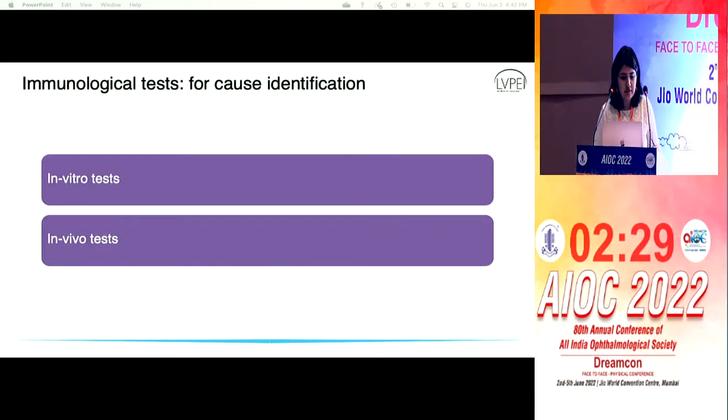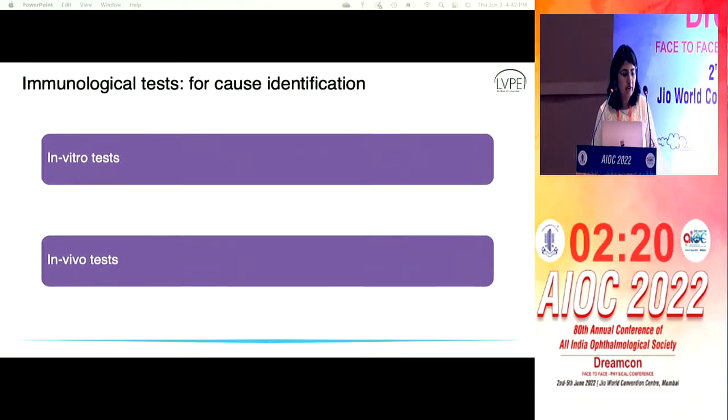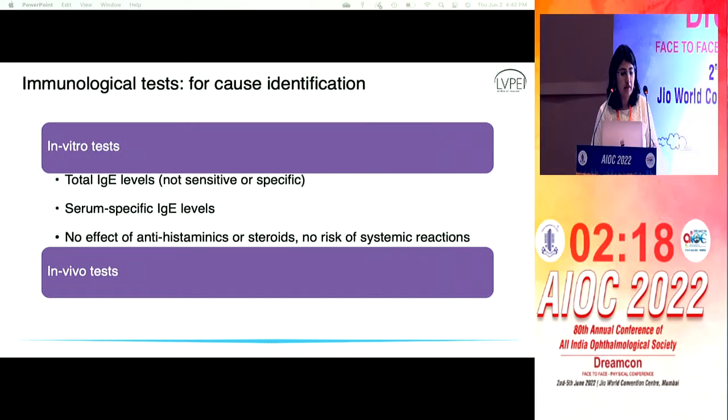Before I conclude, I'll just add a short note on immunological tests. Now, these are very well established in systemic allergy. In ocular allergy, their role is still being explored. Both in vitro and in vivo tests are available. Total IgE can be done, however, it is non-specific. Serum IgE for a specific allergen is also being carried out.